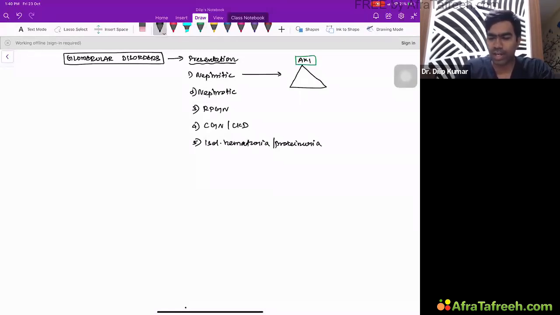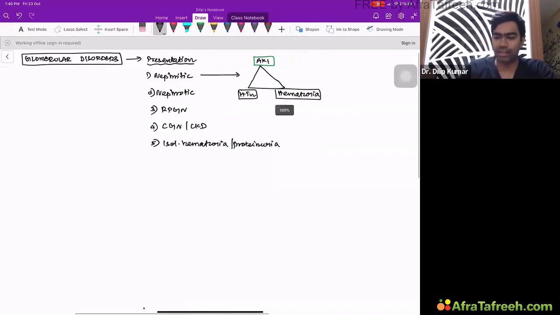Did I cover AKI? I think I have not told about the definition of AKI. Let me talk about the definition of AKI after some time. So they can come with acute kidney injury. At the same time, they can have hypertension and they will have hematuria. At the same time, they do have proteinuria, but very importantly, they will have hematuria.